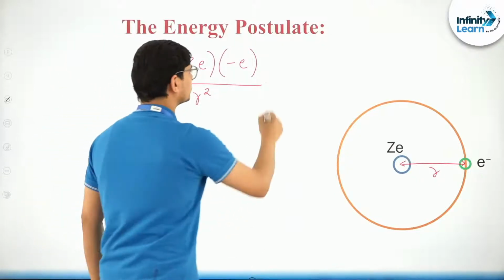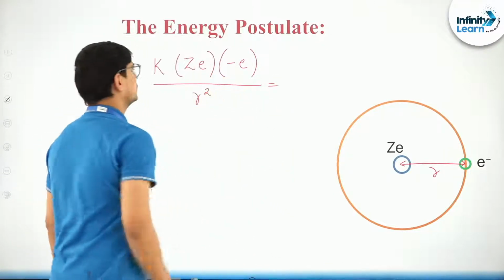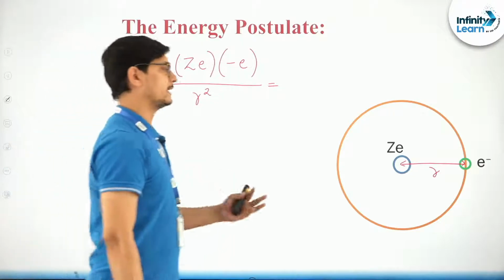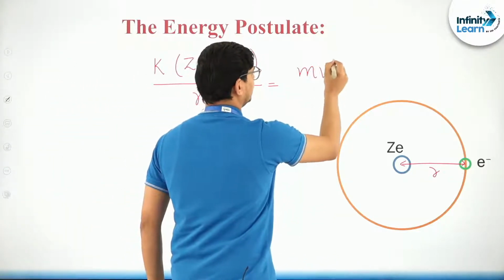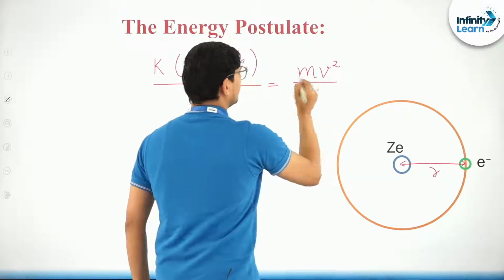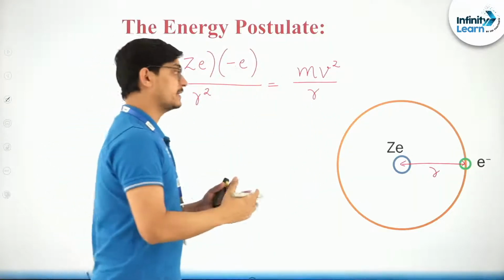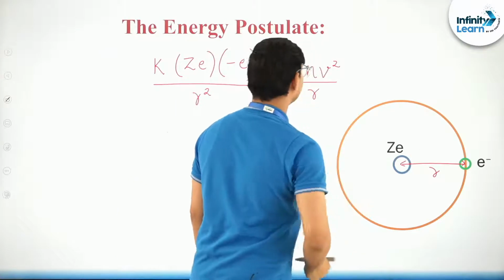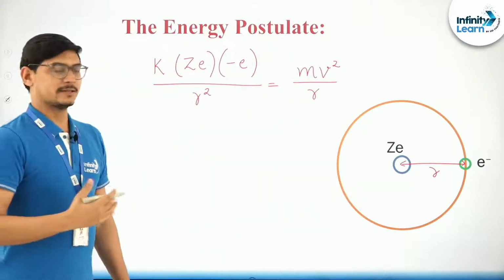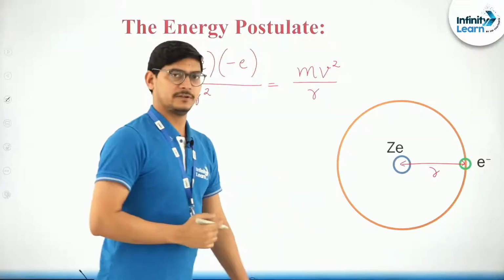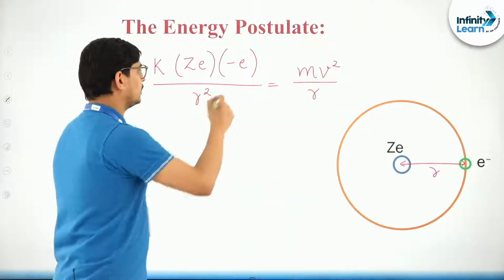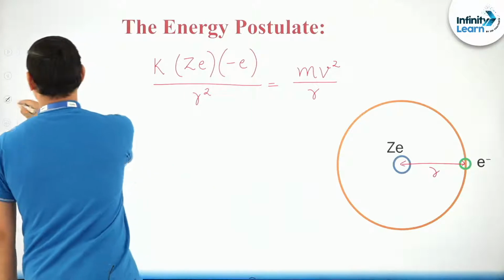This is your Coulombic attractive force, and this is equal to the centripetal force, which is mv square by r, where r is the radius of the state, m is the mass of the electron, because we consider the nucleus to be stationary here, and v is the velocity of the electron. Is that clear? Okay, now we can do some simplification over here.